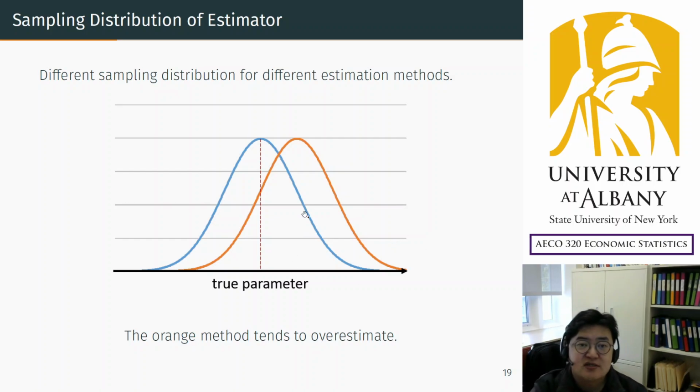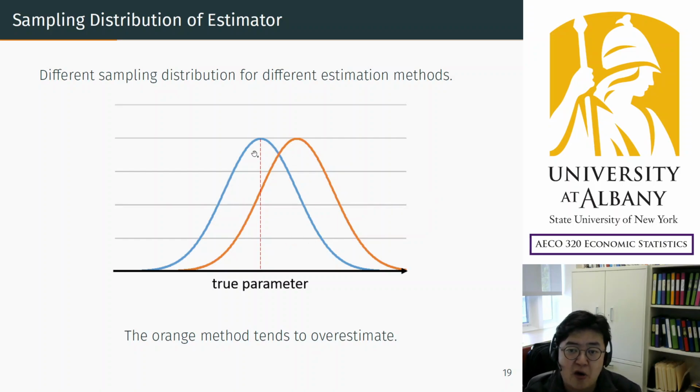For example, suppose that you have a blue estimator and an orange estimator. Blue and orange have different distributions relative to the true parameter. In this case, as you can see, the orange estimator has a wrong center. The blue estimator is correctly centered at the true parameter, but orange is not. How can we interpret this? Simply speaking, the orange estimator tends to be, on average, greater than the true parameter, so it tends to overestimate it. That is not desirable.